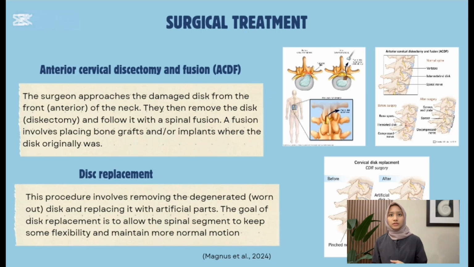For anterior cervical discectomy and fusion, basically it involves two procedures, where first the surgeon will do the discectomy. Discectomy is where the surgeon will remove all the damaged intervertebral disc, and then they will fuse both of the vertebral bodies. The aim is to relieve the nerve that has been compressed.